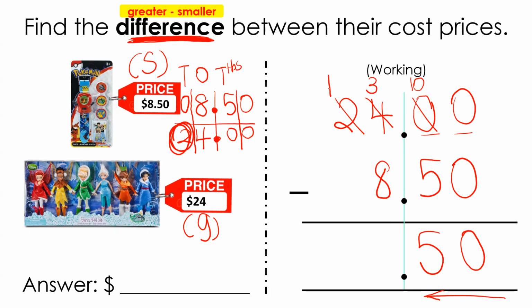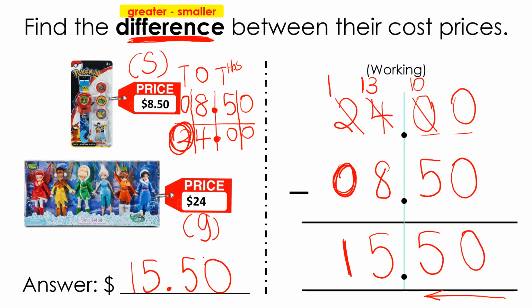So I take away 1 ten, I'm left with 1 ten. And regroup it and get 13 ones. Okay, so 13 ones minus 8 ones will be 5 ones. And 1 ten minus nothing. Nothing is 0. So 1 ten minus 0 tens is 1 ten. So my difference between the two items would be $15 and 50 cents.